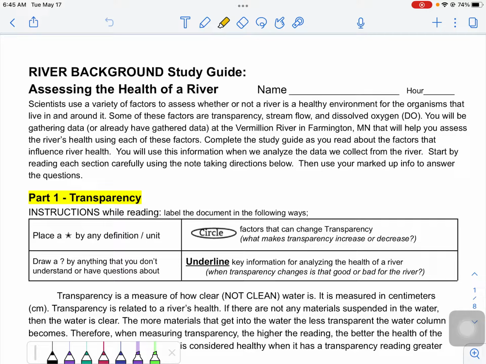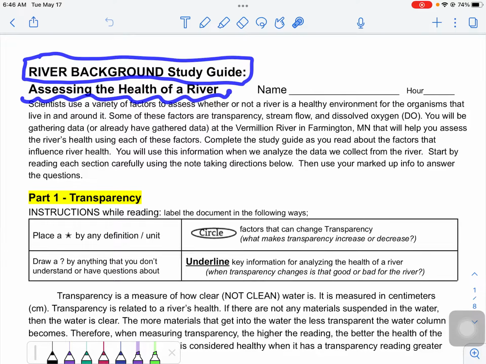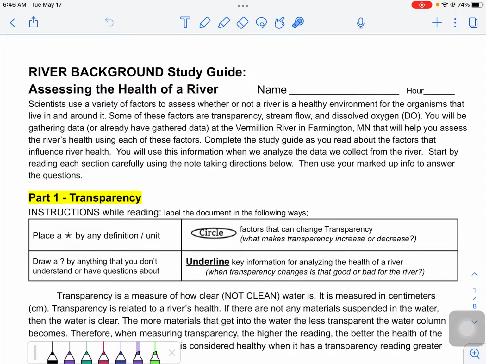So far with our river stuff, we've been practicing how to measure all this information, but we haven't talked about why or what this data means and how it applies to river health. So that's where we're getting started here. So this is our river background, thinking about all the factors we're measuring and how those factors impact the health of a river.